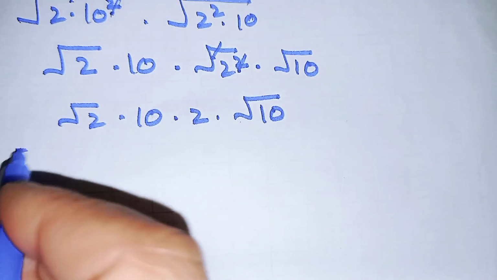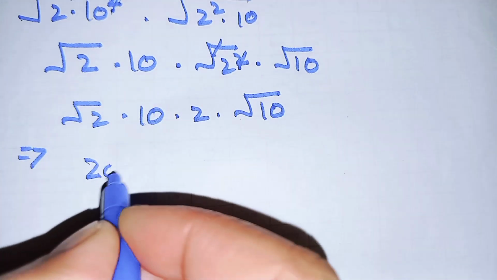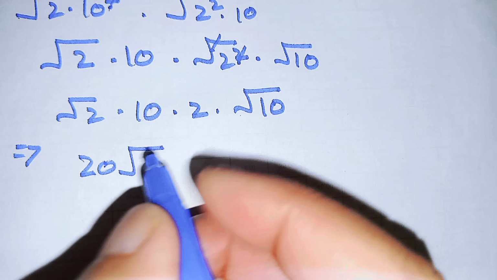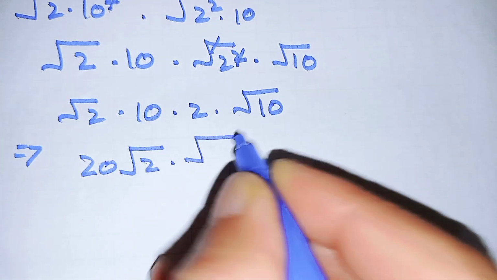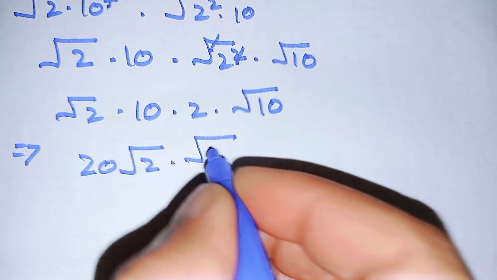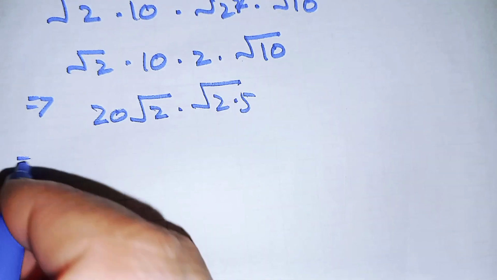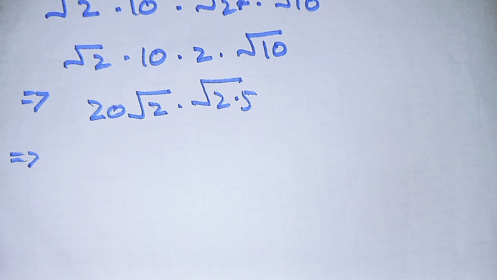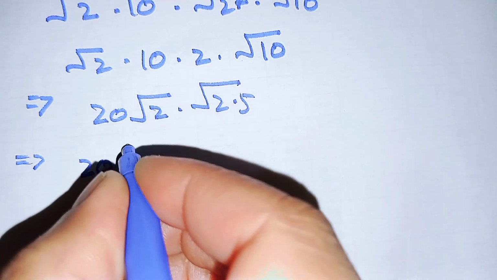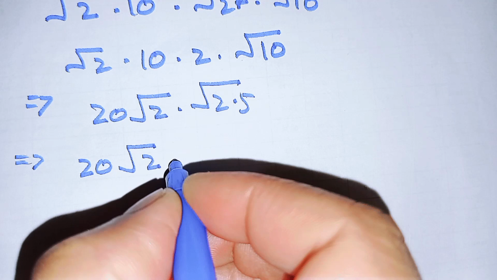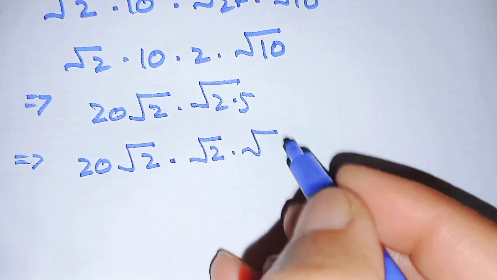And so here we multiply 10 times 2, which is equal to 20, and the square root of 2, and then the square root of 10 can be written as 2 times 5. So in the next step it is 20 times the square root of 2, times we separate them, the square root of 2 times the square root of 5.